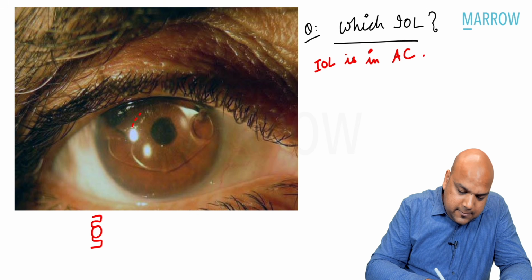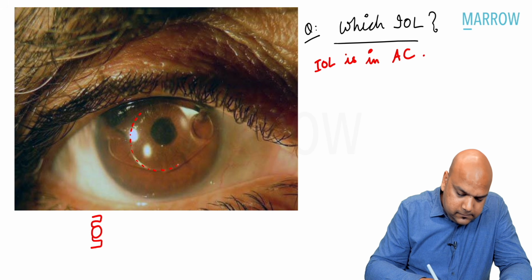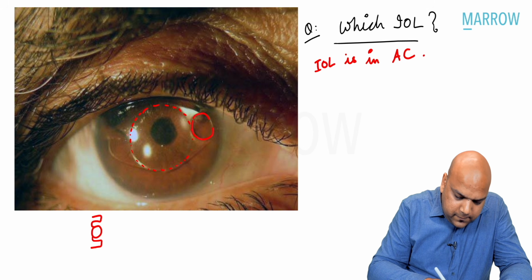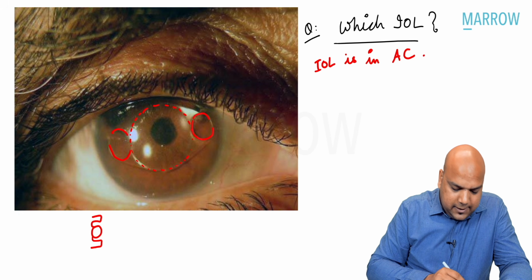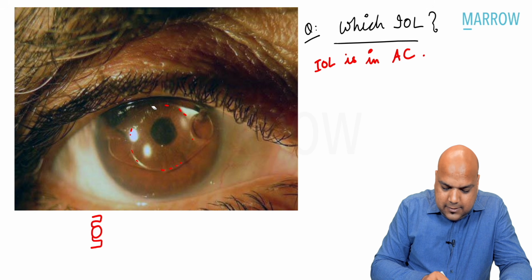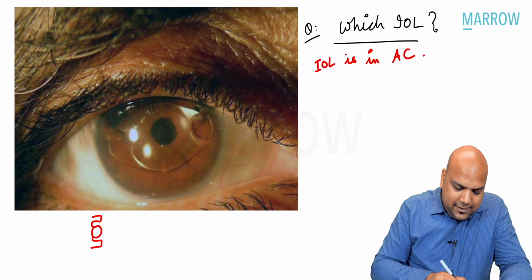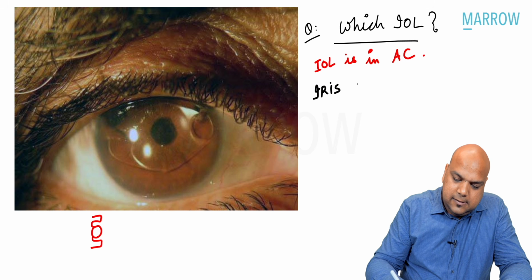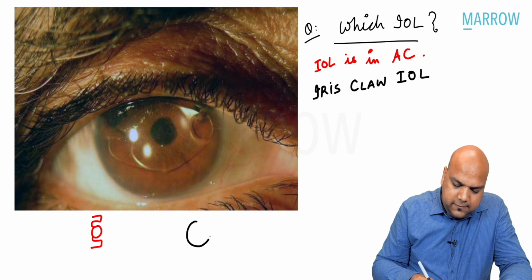But if we see, this is the optical area. And then there is some kind of, I can say, a hook. Can you see? This is the kind of shape. I'll just erase it for you, so that you can make it out more clearly. This is a special IOL. This is an IOL which is called an iris claw IOL. And this is the kind of design it will have, like this.